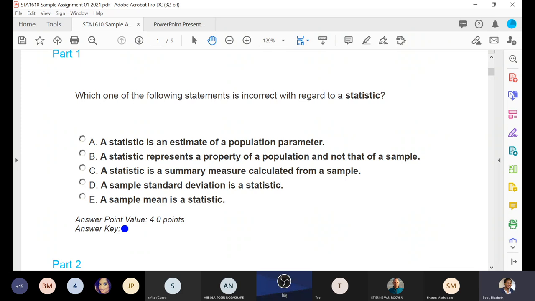Which one of the following statements is incorrect with regards to statistic? Is it A, B, C, D, or E? A says a statistic is an estimate of a population parameter. B says statistics represent a property of a population, not a sample. C, a statistic is a summary measure calculated from a sample. D, a sample standard deviation is a statistic. E, a sample mean is a statistic. Remember what a statistic is? A measure collected from a sample or a population? Sample. From the sample. So read the questions and choose which one is incorrect.